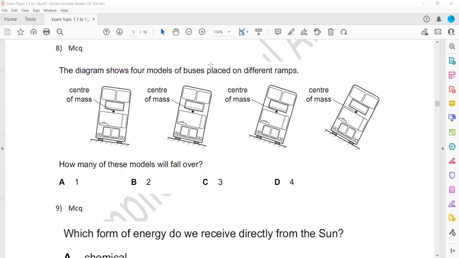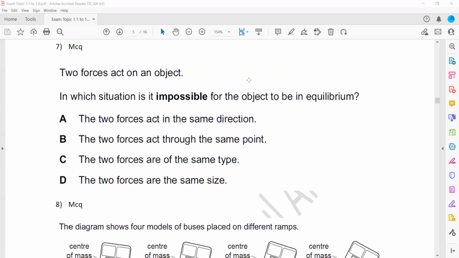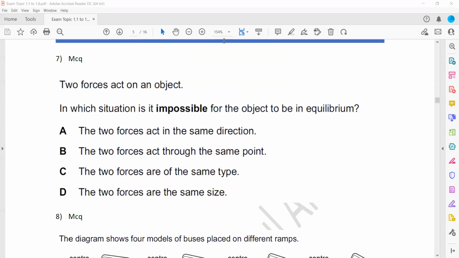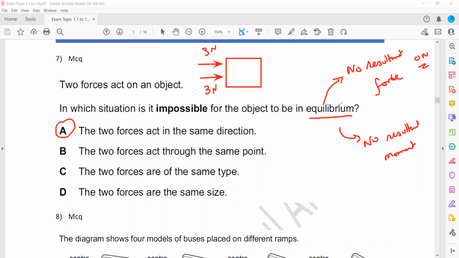Then the diagram shows the four models. Question 7: in which situation is it impossible for an object to be in equilibrium? When an object is in equilibrium, there is no resultant force and no resultant moment. So the resultant of the forces should be zero. But in which condition is it impossible for the result to be zero?